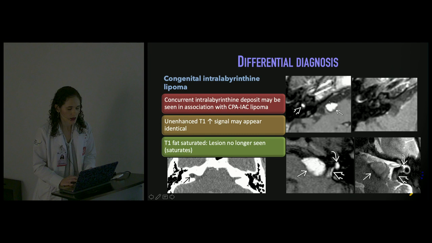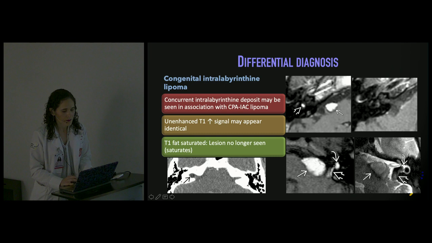This is another example of the same intralabyrinthine lipoma and a lipoma in the CPA, which suppress in the fat sat. In this T2 weighted image, there is a filling defect in the inner ear and in the CPA too. In the CT, there is a fat density mass in the internal auditory meatus.